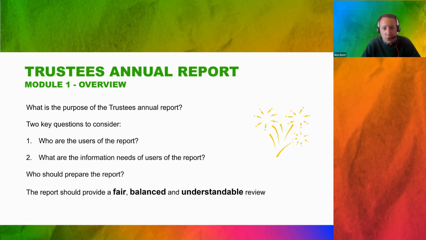And then the final comment from the SORP says that the report should be a fair, balanced, and understandable review. Fair, ultimately meaning that it's not misstated. It is telling the truth throughout the report. Balanced, saying that it's not just the good stuff that you should be reporting, but also where there's been any issues or challenges during the year, making sure they're given fair screen time as well. And then understandable. So a layman who's reading this, would they be able to understand what it is that you're trying to say as part of this review? All key things just to keep in mind when you're writing that report.